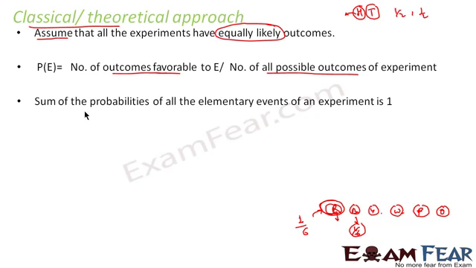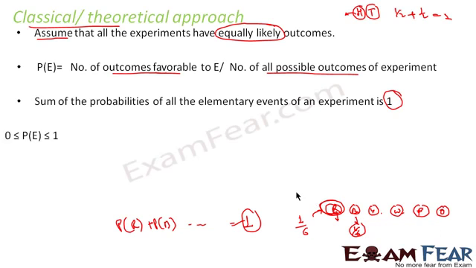Also one more thing, if you add all the probabilities of the elementary events, that should give 1. For example, the probability of head plus the probability of tail should give 1. If you see here, 1 by 2 plus 1 by 2 is equal to 1. Here also, the probability of red ball plus the probability of blue ball, if you add all these 6 balls, that should become 1. 1 by 6 plus 1 by 6, 6 times, gives 1.